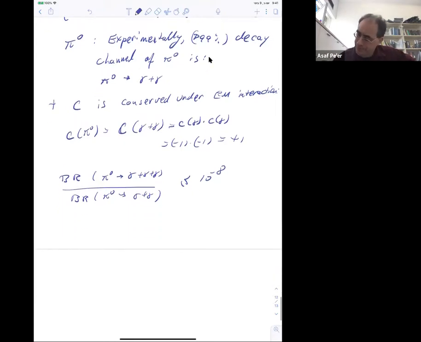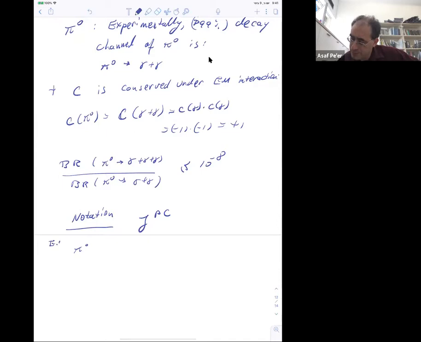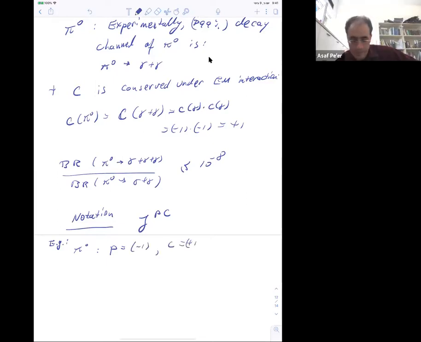Okay, a notation is commonly used. You might have seen that if you looked already at the PDG. The common notation for the quantum numbers of a particle under the symmetries is JPC. JPC, that's what you often see. For example, for the pion 0, just a second, I'll finish and I'll answer. P is -1 and C is +1. And we know that J is equal to 0.